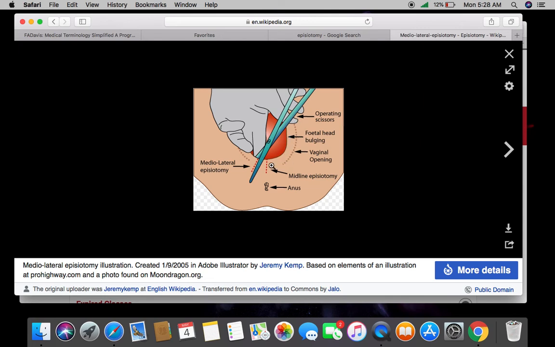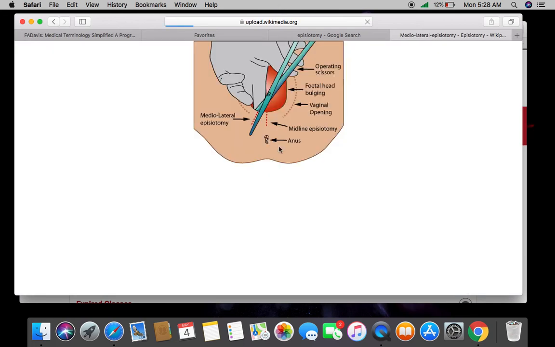Now, you can do a middle one, and you could do mediolateral. Medial means middle. Now, this is the patient's anus, and this is the vaginal opening, and of course, the fetal head is coming out. Now that's when the baby's ready to go, right? We either cut here. I like mediolateral; it's less damage. And also midline episiotomy, there's a greater chance of rupture going straight all the way to the anus, which is not good, right? And that's what an episiotomy is.